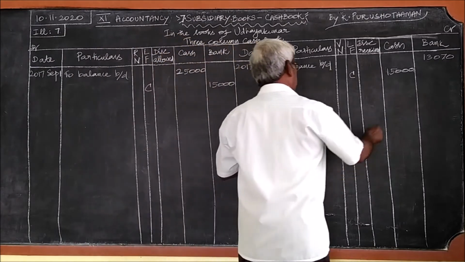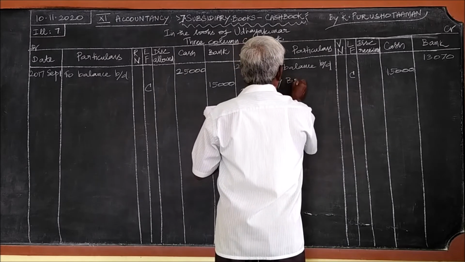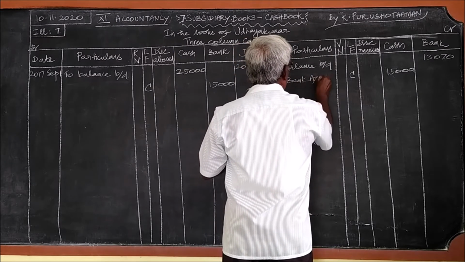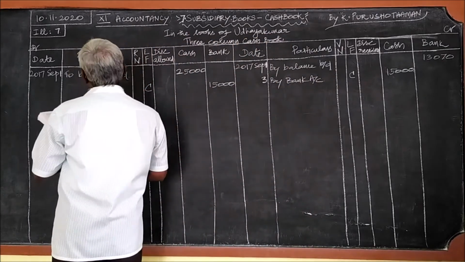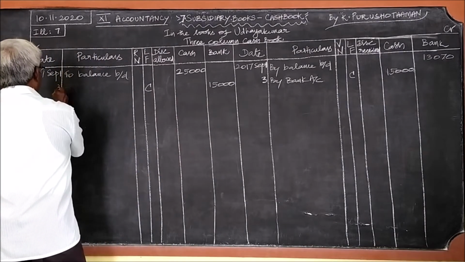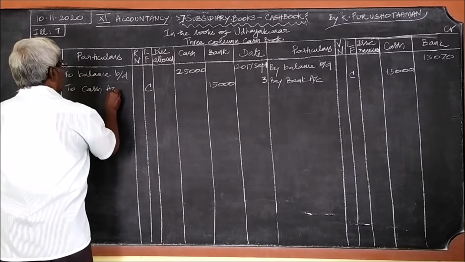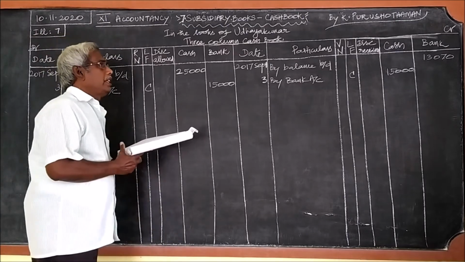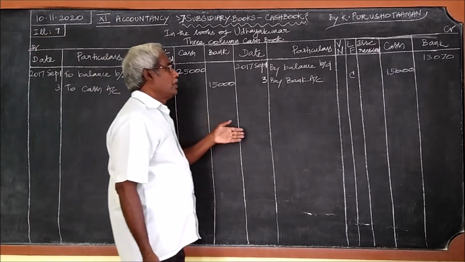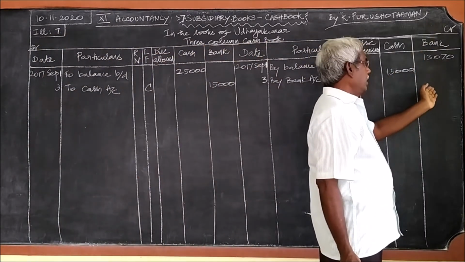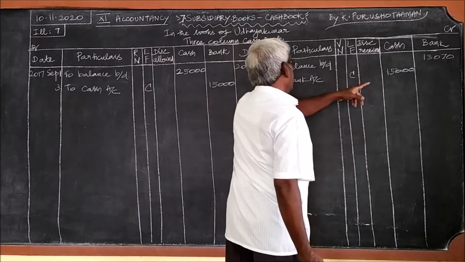Right. You are writing the figure in the cash column, therefore you write by bank account. You are writing the figure in the bank column, therefore you should write here to cash account. So the same thing is opposite. When amount is withdrawn for office use, from the bank it goes out and the cash comes in. Okay, the opposite of this.